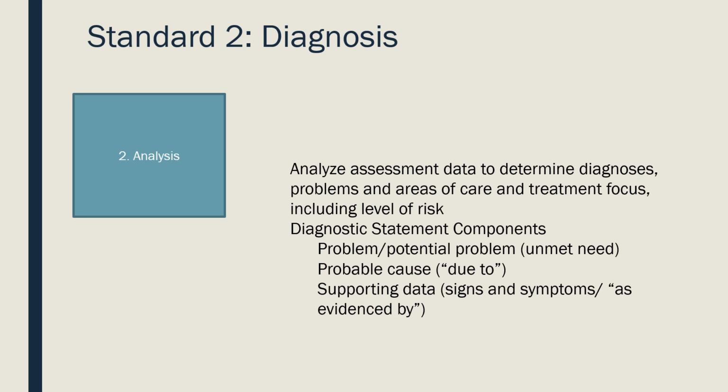The problem or unmet need describes the state of the patient in the present moment. This nursing diagnosis indicates what we should change. The probable cause is linked to the diagnostic label with the words related to. This usually indicates what needs to be addressed to bring about the change with nursing interventions. And then the supporting data includes signs and symptoms that may be linked to the diagnosis with words such as evidenced by. So let's look at this a little bit closer here.